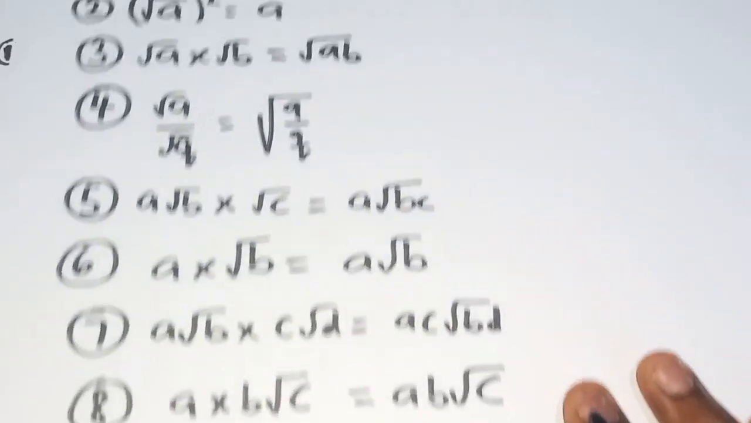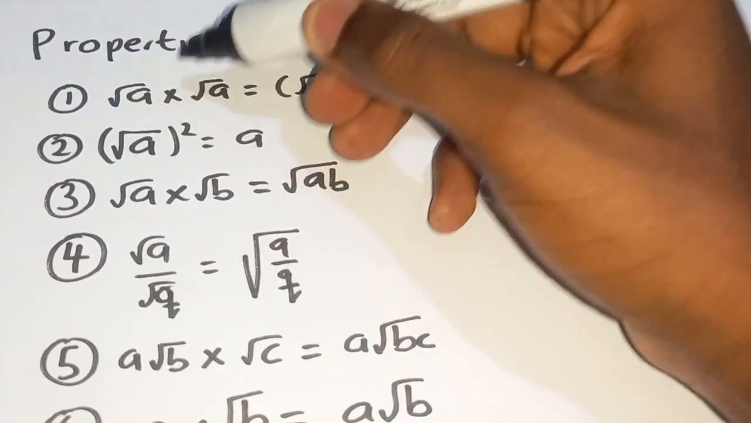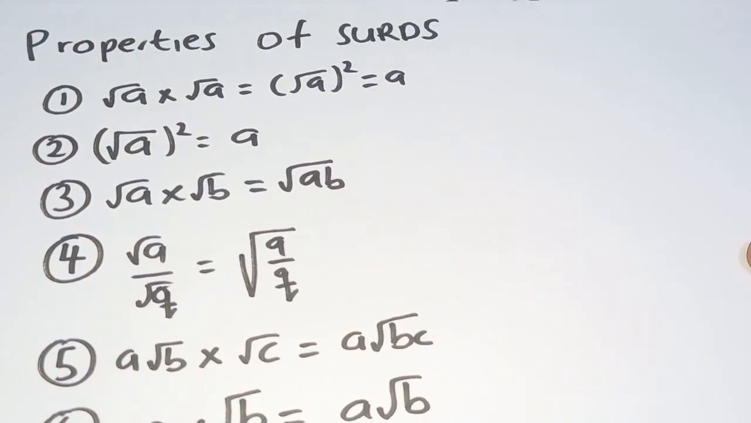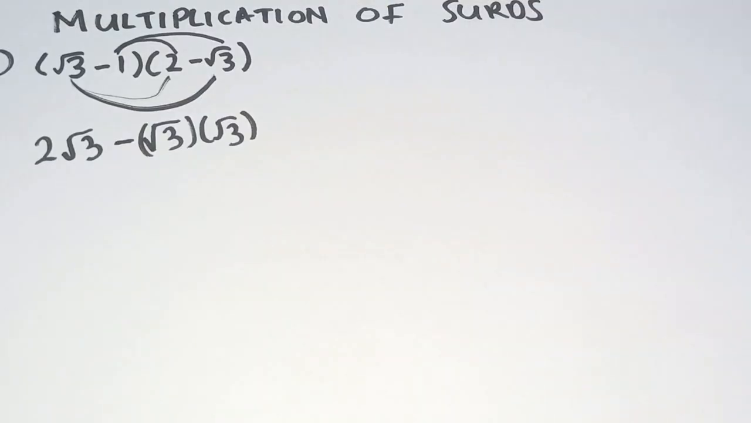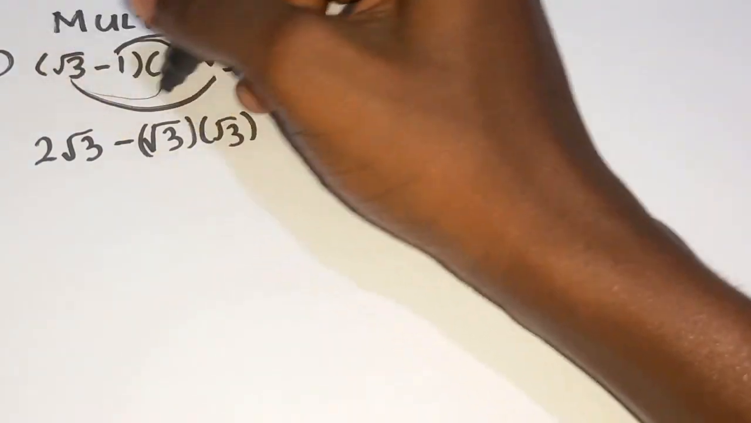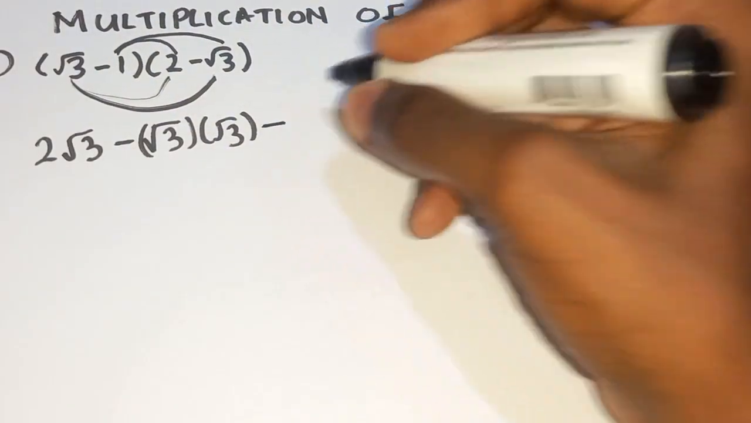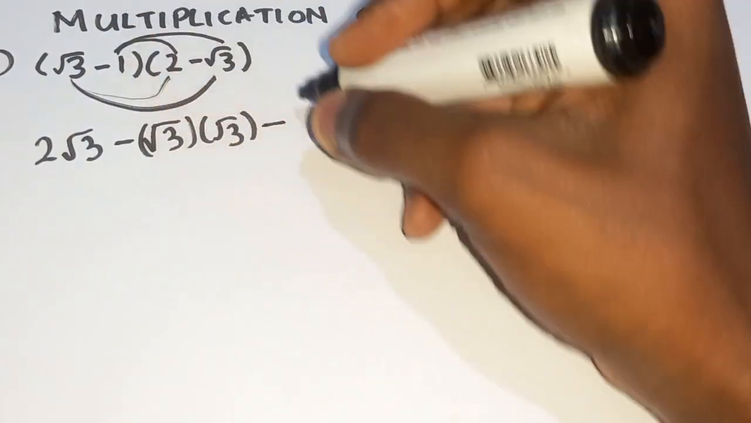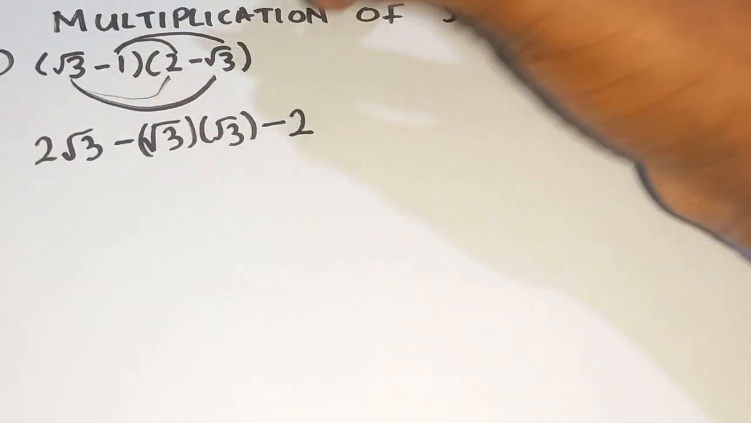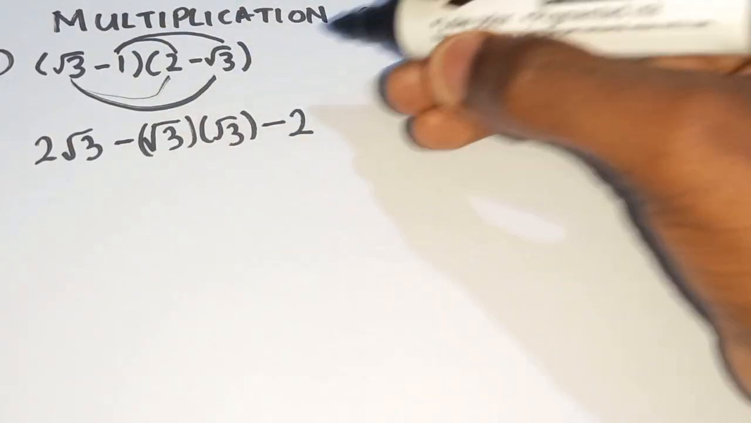And from the rule over here, what can we say? Root a times root a is equal to root a squared, which is the same as a. So then we get this part to be 3. So we are done with the first part with root 3. So let's go to the -1. So then minus 2. This is simple. There are no square roots under these parts. So then -1 times 2 is -2.